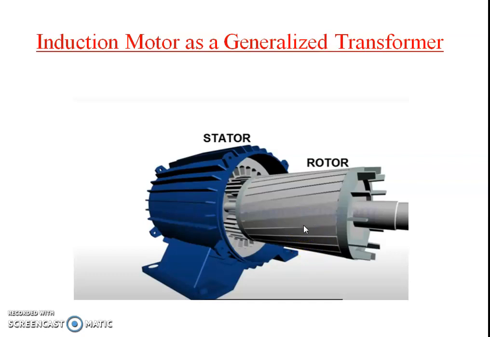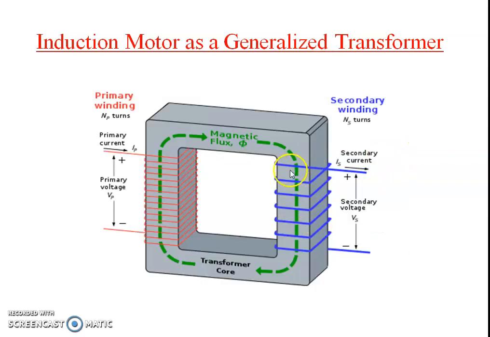So here, as compared to transformer, the secondary winding, what does this secondary winding do? It is used to cut the flux of the primary side. In the case of a transformer, what is the function of the secondary winding? Whatever flux is created by the transformer primary winding through the transformer core, this secondary winding cuts this primary flux. The secondary winding cuts the primary flux in the case of a transformer.